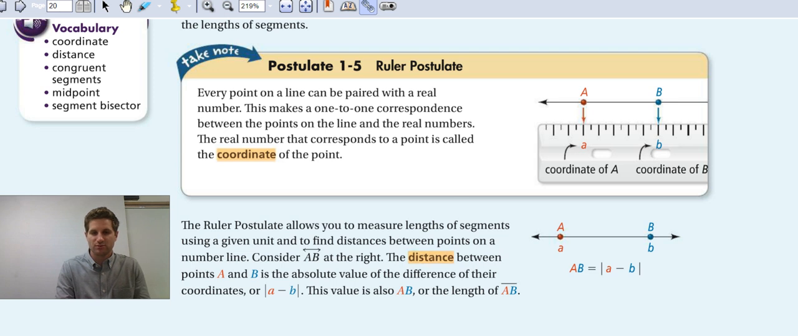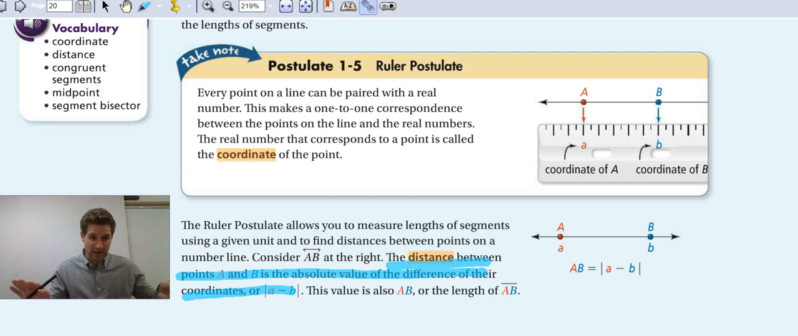The distance between point A and B is the absolute value of the difference of their coordinates. So I'm actually going to have you write that out right there. So write that sentence there. This value is also AB, or length of AB. So distance from here to here is the absolute value.